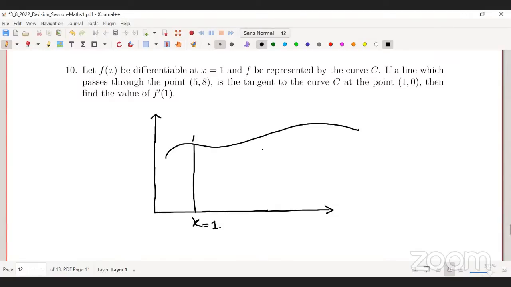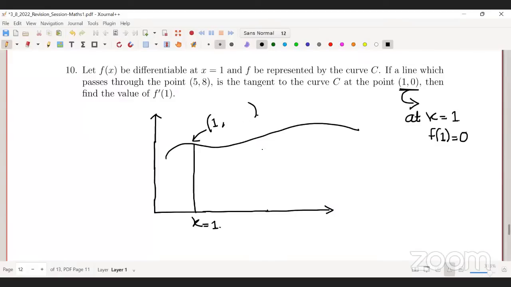The second piece of information we are given is that there is a line, also a tangent, which passes through 5,8 and touches the curve at 1,0. That means the value of the function at x equal to 1 is 0. Correct. So now we have to find the derivative value at x equals 1.